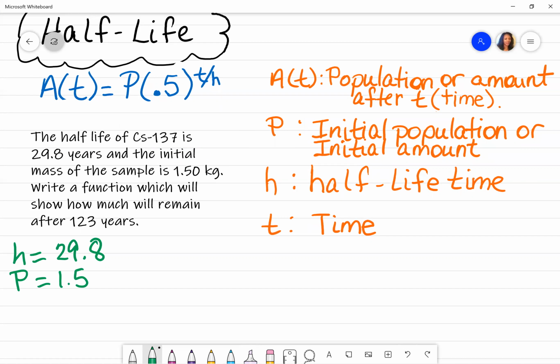All right, and now I'm asked to write a function, but I see another number, so I can't just start writing. Pay attention there. I see another number. It says write a function which will show how much will remain after 123 years. So if I were trying to solve this problem, how much would remain after a certain time is what I'm trying to find. So what's given here is the time, the T. And time can be in years, months, hours, it doesn't matter. Just pay attention to that as well. So I know T is represented as 123 years in this problem.